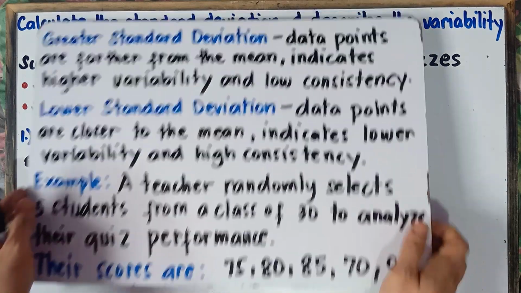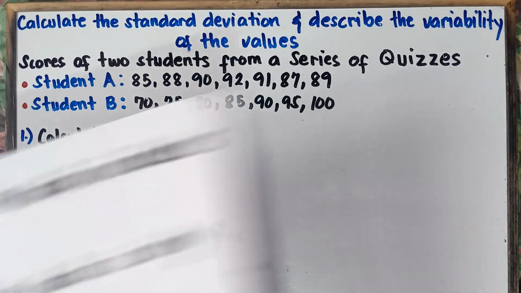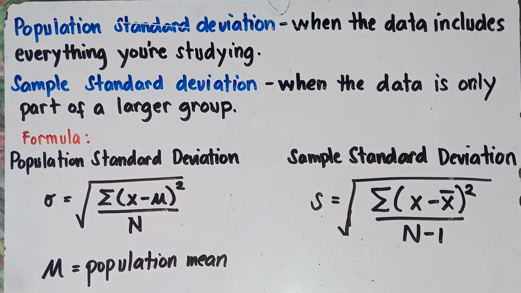But in our example for today, we have given the complete data. Therefore, we will be using the population standard deviation. In today's video class, I will just give you the direct answer for the population standard deviation and for the population mean, because we don't have enough time, as we're going to interpret the data.